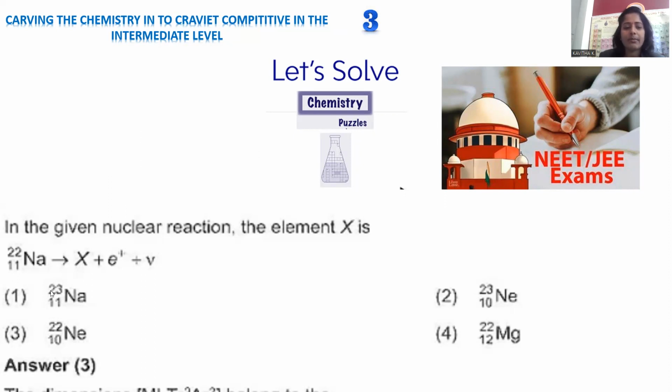Whenever a positron is emitted, the atomic number 11 is reduced to atomic number 10, and a positron does not have any mass. That's the reason why the atomic mass does not change. 22 remains 22 only, but the atomic number is reduced by 1 unit. So 11 is converted into 10. Atomic number 10 is given by the noble gas neon. That's why you have to go for option number 3.